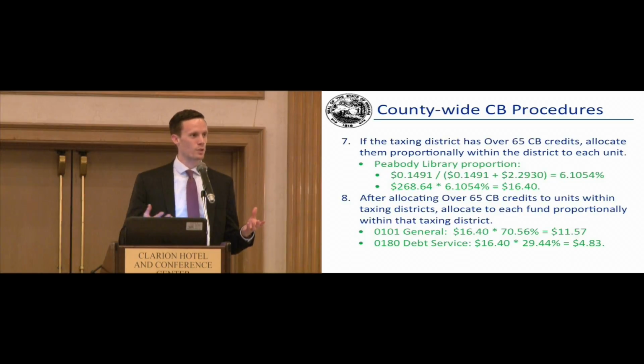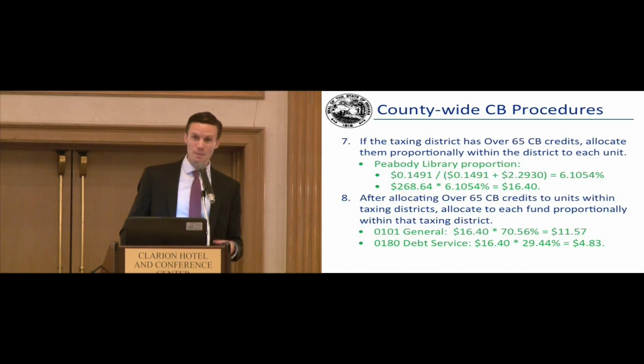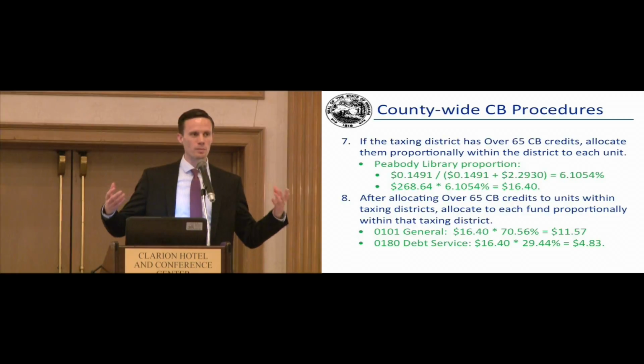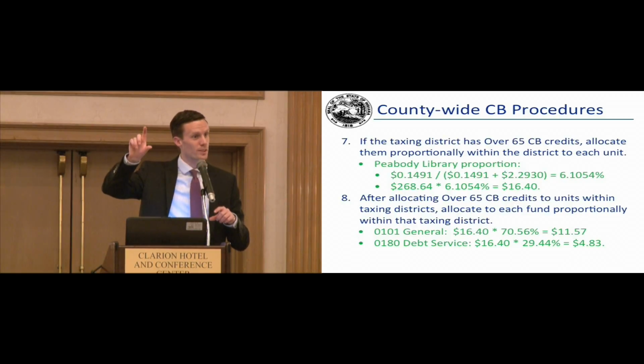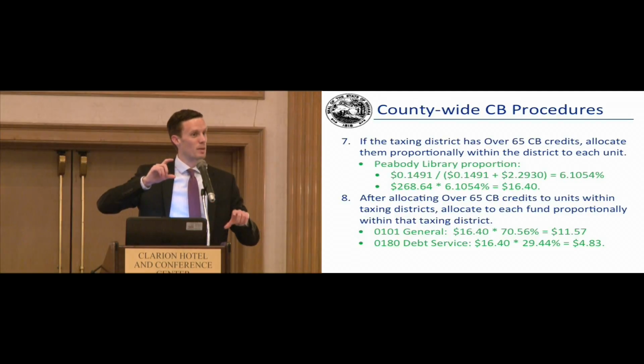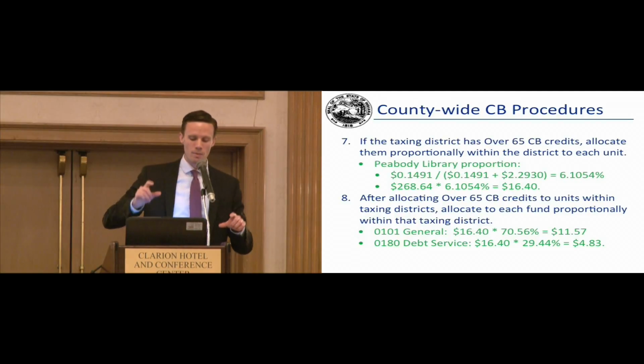Over 65 circuit breakers are different from the bucket circuit breakers in that they apply to all funds regardless of exempt or protected status. So what that means for us, as folks who are calculating what these circuit breaker amounts are going to be, is we have to almost think about it as two different ways. We have to think about how to spread the over 65 amount, and then we have to think separately about how to spread the bucket amounts.